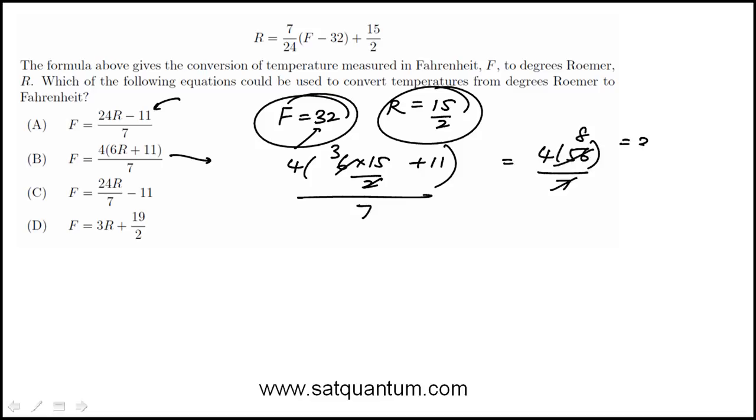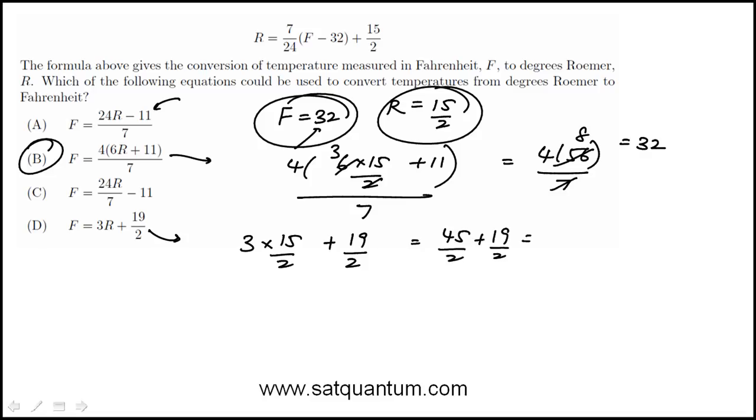And that's indeed 32. Now, in this particular problem, I've also added this answer choice that also gives you a 32 when you replace R with 15 over 2. And the SAT writers are also going to do the same thing. So you'll notice that this is 45 over 2 plus 19 over 2, which is 64 over 2. And that's indeed 32. So sometimes just plugging in a number may not work, meaning you do have to test all the answer choices. So in the exam, that particular set of values would tell you that it's between B and D. You'll have to use another value.